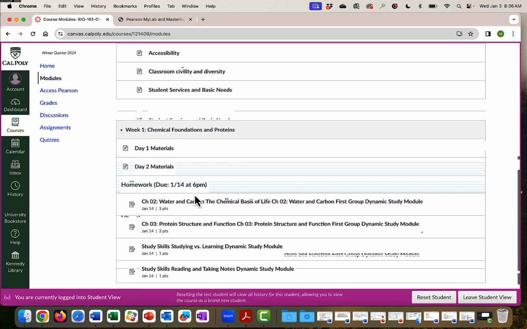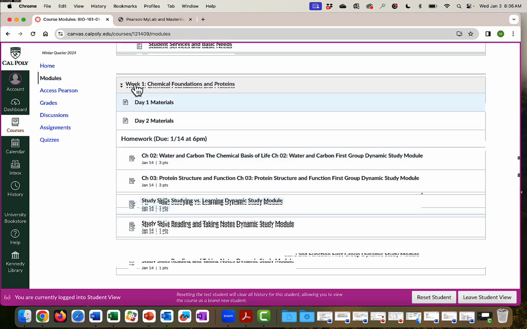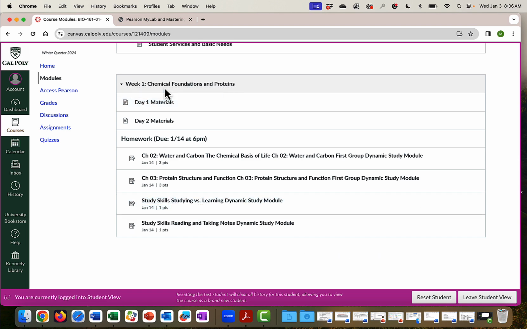Okay, and then moving on here, each week will be organized by modules. So week 1, we have chemical foundations and proteins, and we have materials for day 1 and day 2. And then under those materials, we'll have the homework that's due. So we have 2 chapter DSMs, and then these skills DSMs that will appear in the first 2 weeks. And so these are due on Sunday at 6 p.m. And again, I'll give you lots of reminders, but they're right here. And so you want to start them early. So let's go ahead and click into day 1 materials.